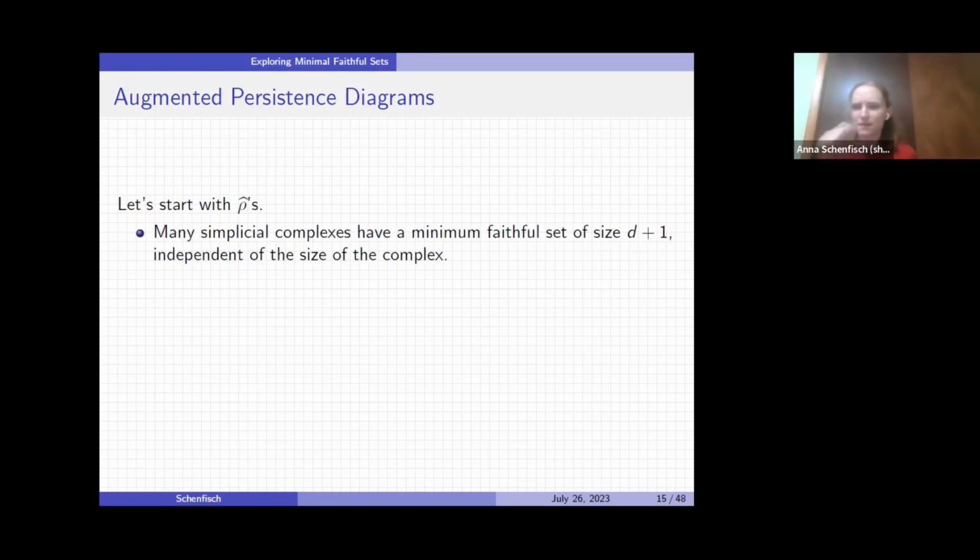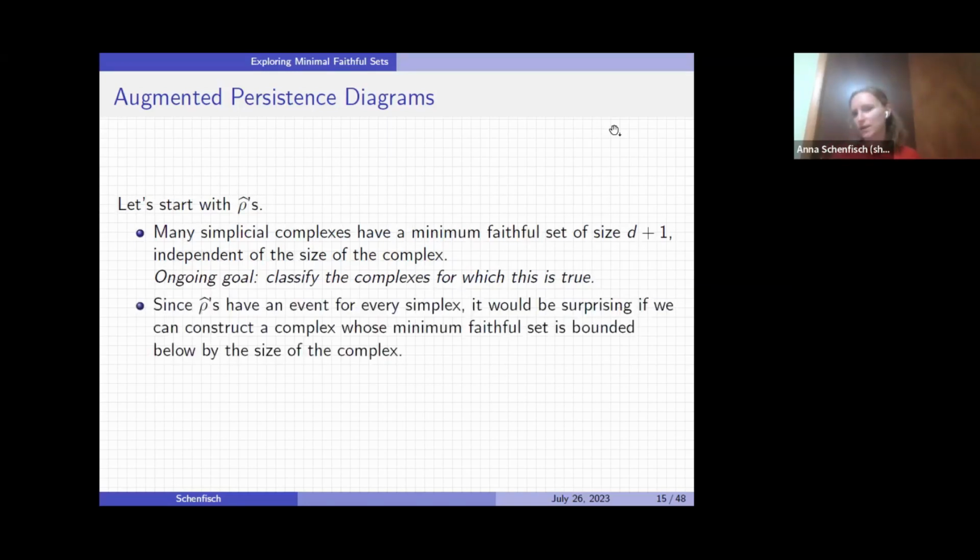If you start playing around with this, drawing simplicial complexes, trying to find their minimum faithful sets, you're quite likely to see the number d plus 1 come up a lot, where d is the dimension that you're embedding your complex into. So it's independent of the size of the complex. One of my ongoing goals is to understand exactly when this happens and when it doesn't. But it's not too surprising of a thing to see, right?